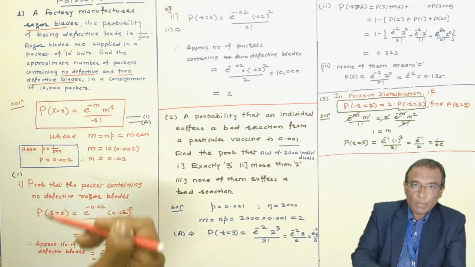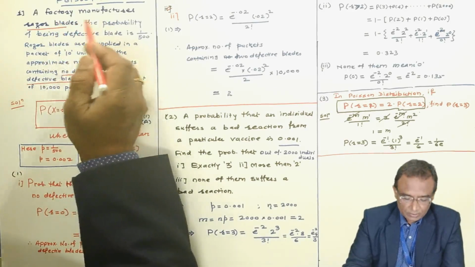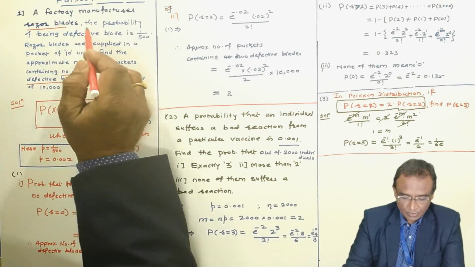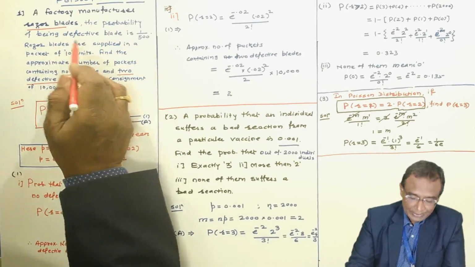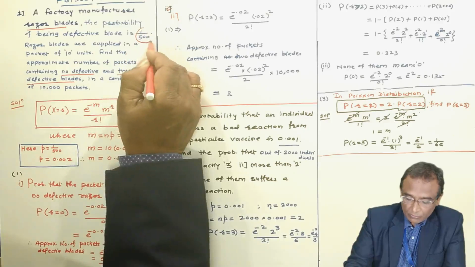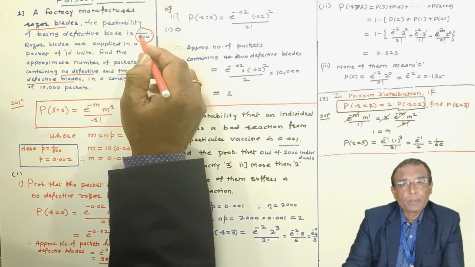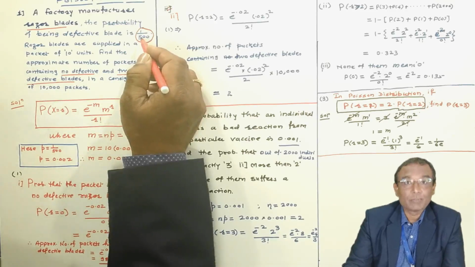Here, the problem I am going to read very quickly. A factory manufactures razor blades. The probability of a defective blade is 1 by 500. What is the probability that the blade is defective? It is 1 by 500. This data is coming from past experience.